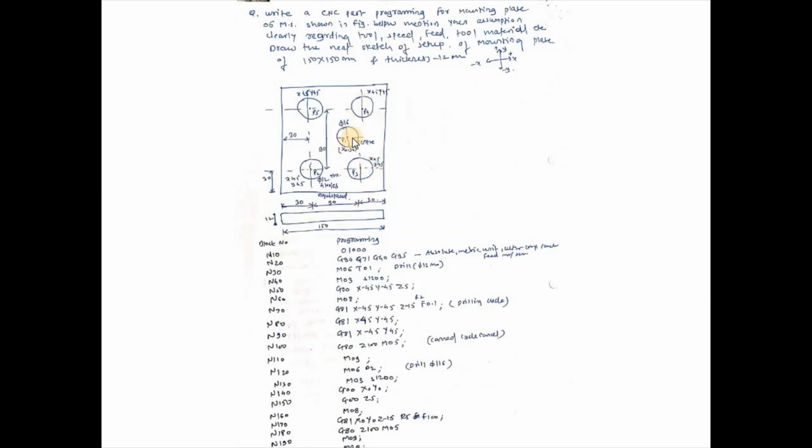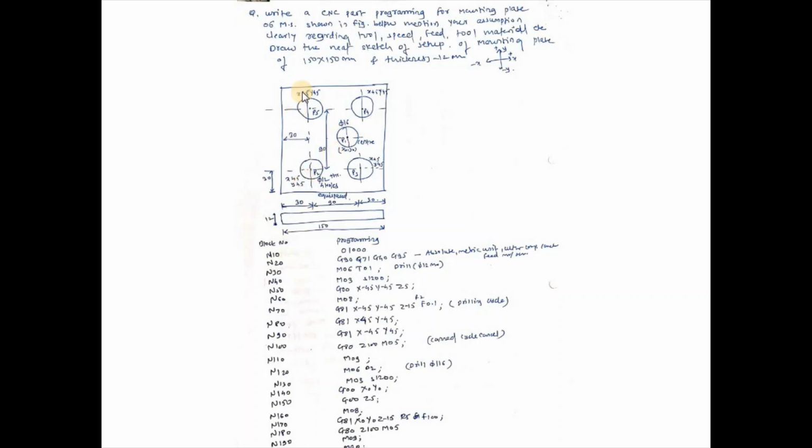So you can see from this point I have prepared these points: P1, P2, P3, P4, P5. We have to give the coordinate values, and according to the sign convention we have to give the values.